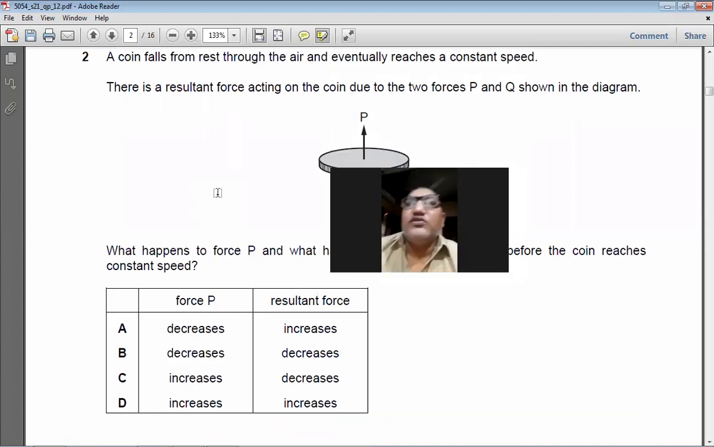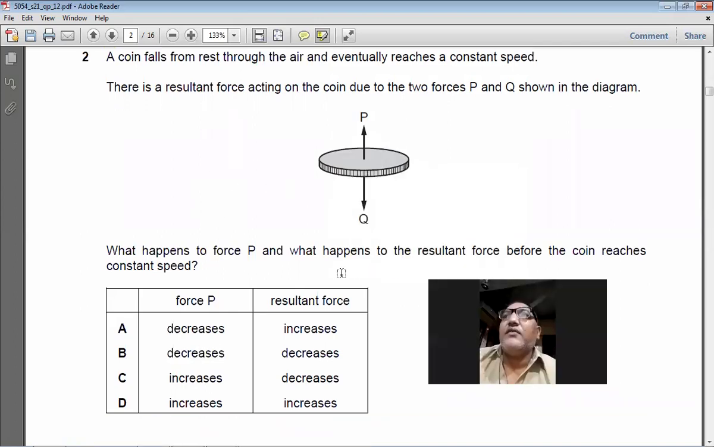Question number 2 is showing up on your screen. It says a coin falls from rest through the air and eventually reaches a constant speed. This word is very important: eventually. Before, the speed was not constant, but as time passes, it reaches a constant speed, which we call terminal velocity. There is a resultant force acting on the coin due to the two forces P and Q shown in the diagram.